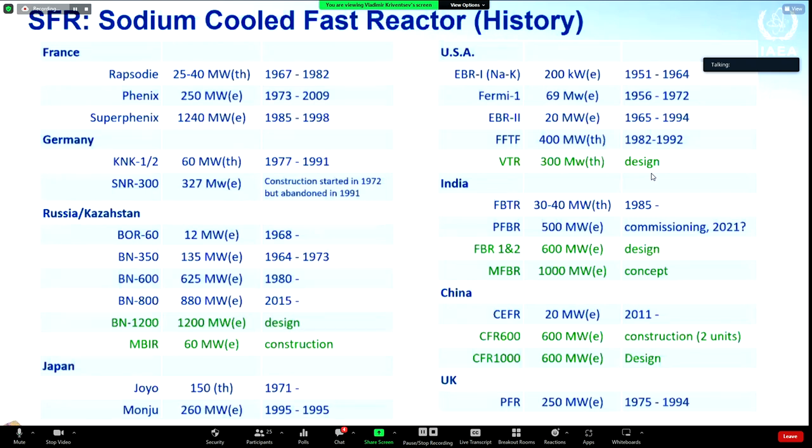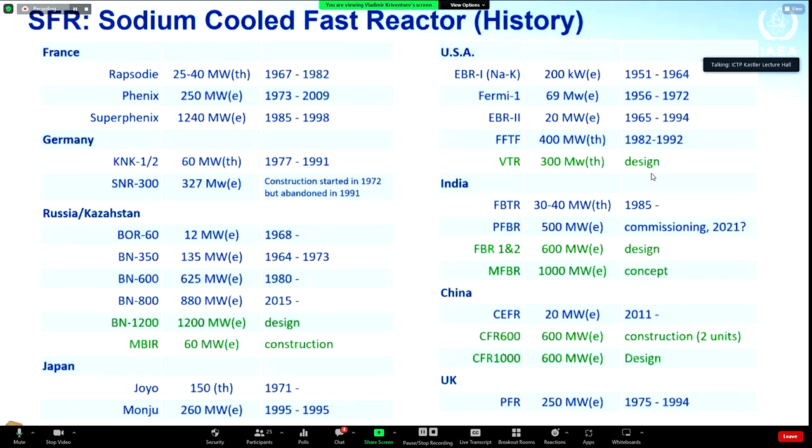But it's under design, let's say, not under construction. In India, FBTR operates since 1955, but it's a small experimental reactor. And PFBR, then you see this commissioning 2021. We also expect this reactor to be commissioning every year, but unfortunately it's postponed. Maybe good, because they conduct very nice, a lot of tests to make sure that reactor operation is safe, there are no sodium leakages and so forth.